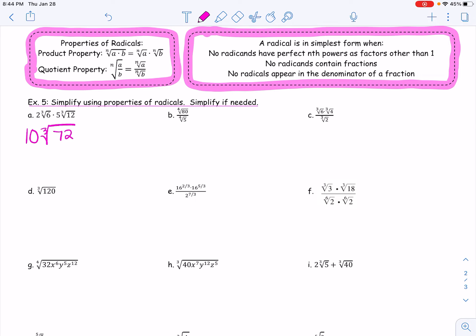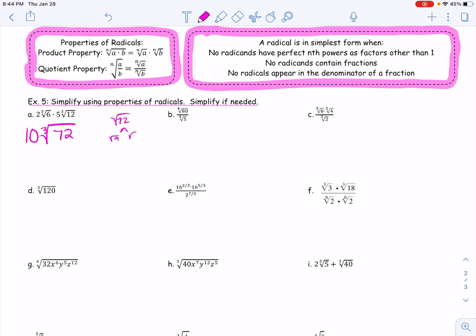This is not my final answer because 72 can be simplified. So remember, this time I want the cube root of 72. So when I go and find factors of 72, I'm going to be looking for 3 of a kind, not 2 of a kind. So you can factor 72 by 36 and 2, or you can go 9 and 8, or whatever. So let's say we go 9 and 8, and this is really the cube root.